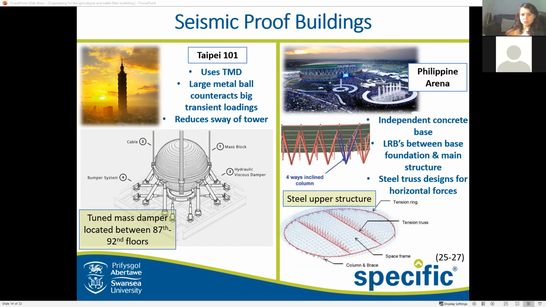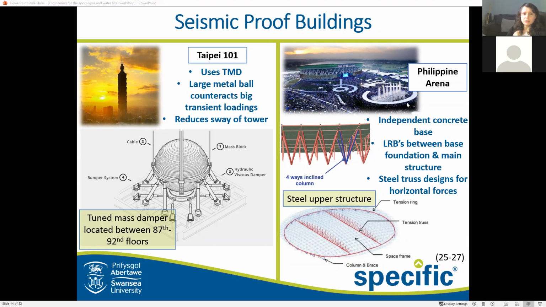This enables the ball to swing a little bit like a pendulum to counter the transient loads of the earthquakes and thus reduce the sway of the tower. This tuned mass dampener is supported by hydraulic viscous dampener arms and a bumper system, which operates a little bit like your car suspension, so that when the large seismic waves act upon the building, the tuned mass dampener will sway in the opposite direction, damping out the forces and bringing the building hopefully back to equilibrium to minimize the shake and therefore prevent it from collapsing.